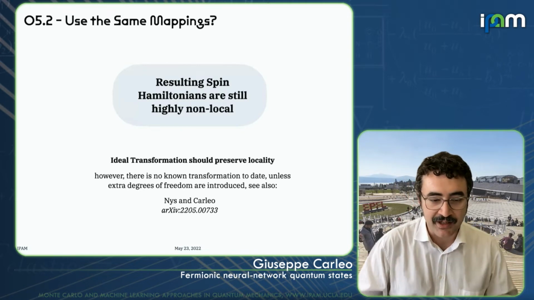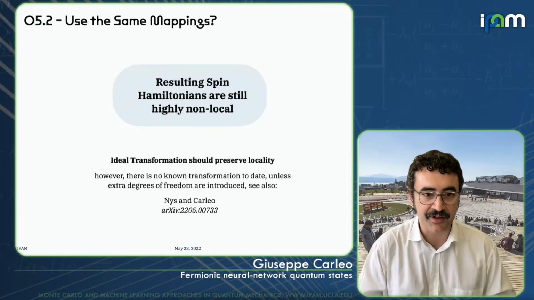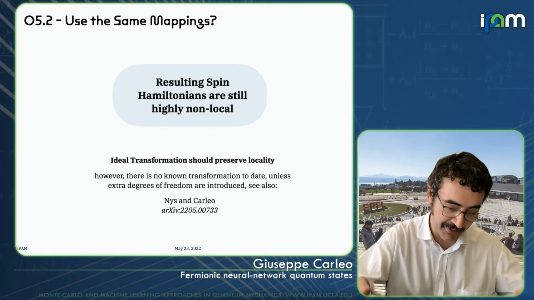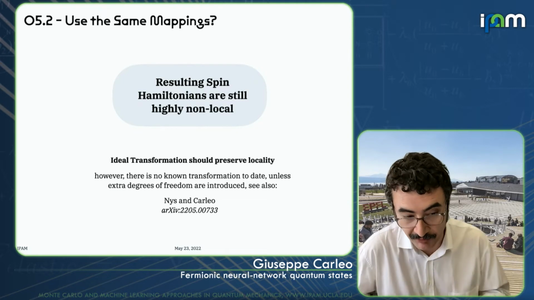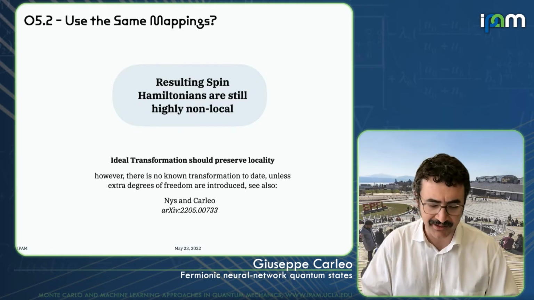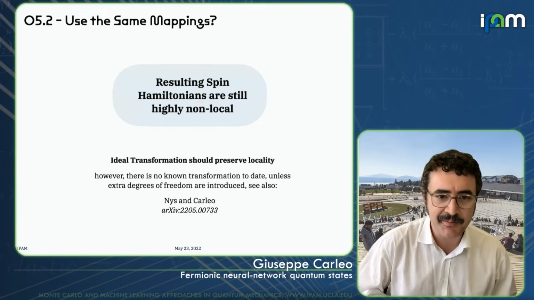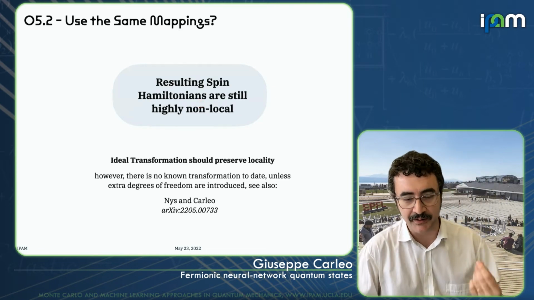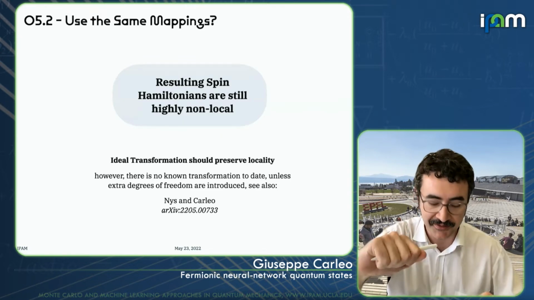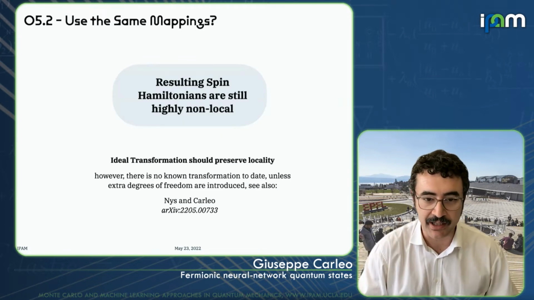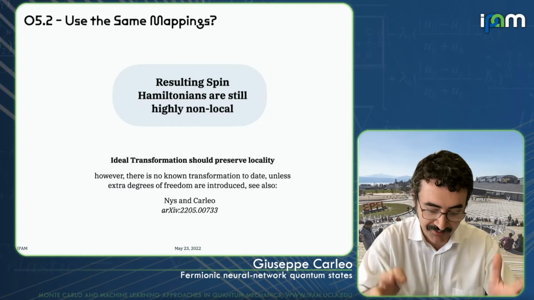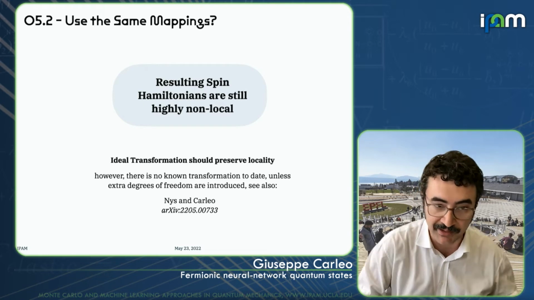And so, as I was anticipating, transforming fermions onto spins can in principle be done also on the lattice. However, one issue that is slightly annoying is that the Hamiltonian that you get in the spin language is extremely non-local, so you have very long-range interactions. And the resulting Hamiltonian also breaks translational symmetry and other interesting symmetries that the original fermionic Hamiltonian has.